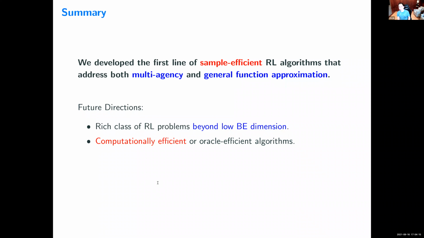And the second thing, as we said in the beginning, this is only about sample efficiency. We view this as a first step in dealing with general function approximation. The next step would be how we deal with computational efficiency. Or if we don't have computational efficiency, can we get some oracle efficient algorithm, for example, by assuming we have a regression oracle and we just want a polynomial number of accesses to this regression oracle.